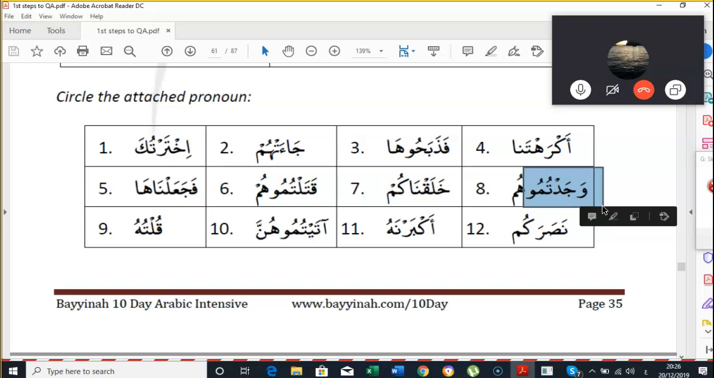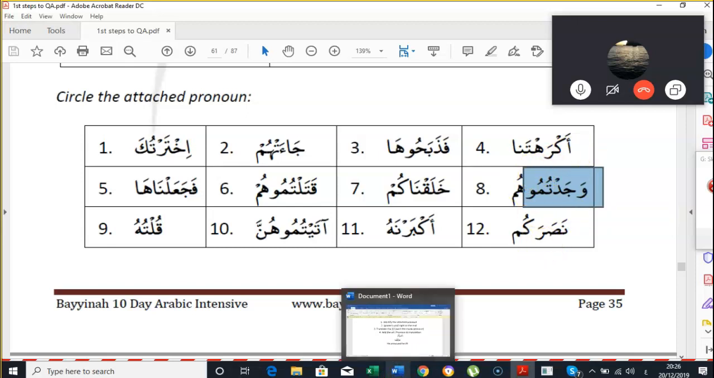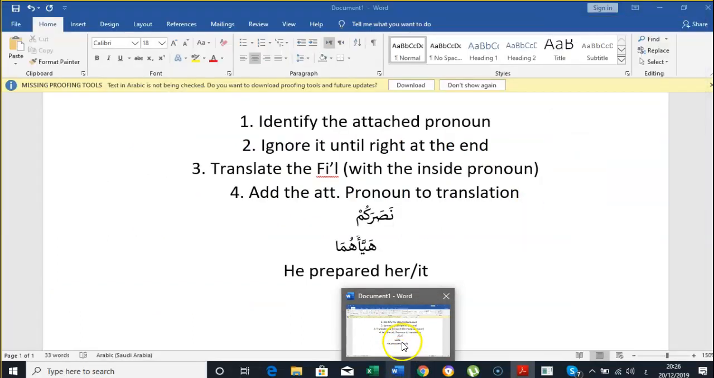Not I found them. What made you say I found? Why do you think it's hum? No, I mean the wajadtumu. Why do you think it's they? It has the past tense of nasara. Because in the table, it's not the root of hum. Yeah, that's right. But what did I say about there being an exception?